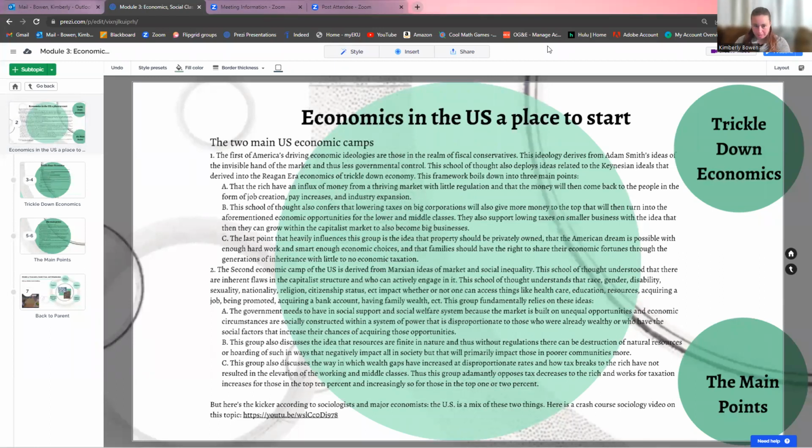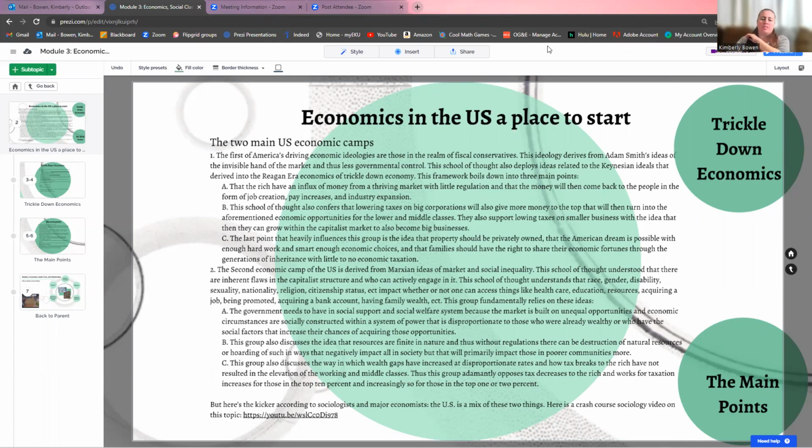Okay, so we're going to talk a little bit about the two main economic camps, or essentially ideal bases, that happen in the United States. The first one is that America's driving economic ideologies are those in the realm of fiscal conservatives. This ideology derives from Adam Smith's ideas that essentially the market will regulate itself. By that, they mean if there's more supply, then someone's going to have to increase demand. And if there's more demand, then they're going to have to increase the supply. And that's going to regulate how much a product is worth, how much of it needs to be made, and how much inflation is going to go up, et cetera.